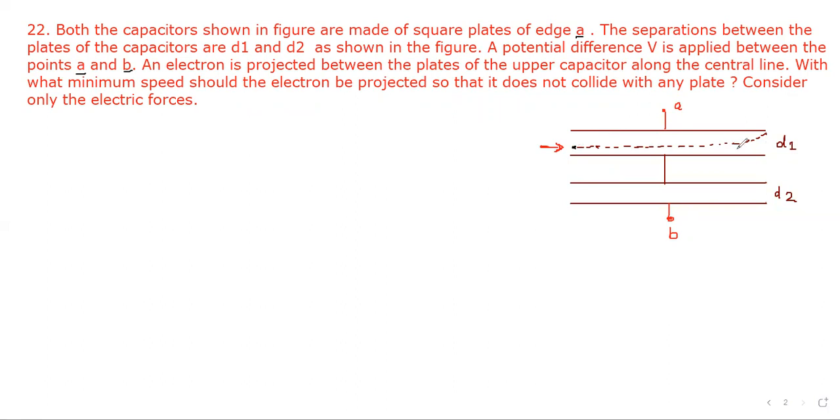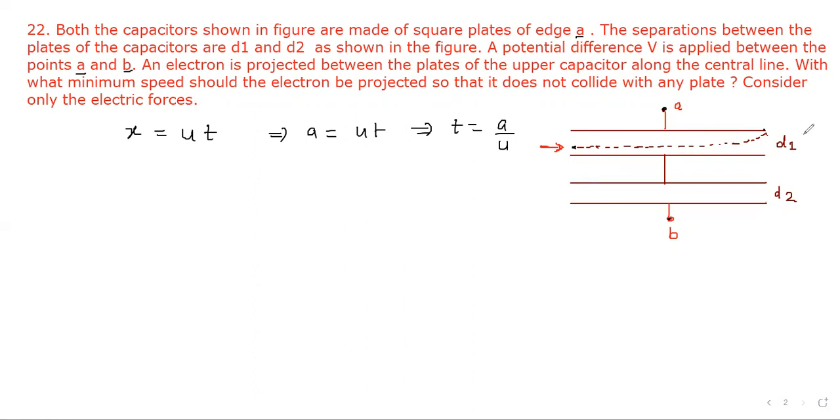So the electron is projected from here and its trajectory is shown. This separation is D1, this separation is D2. These are the points from where potential is being applied. Now, we can consider the motion along the x-axis. So x equal to ut. Here, this distance is given as a. So we can say a equal to ut, or t equal to a upon u.